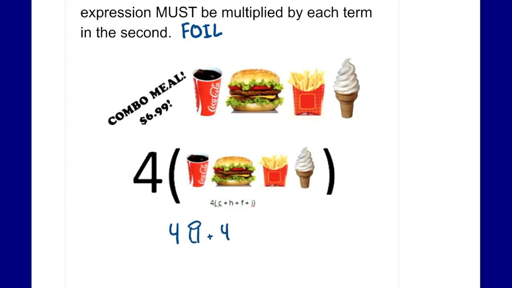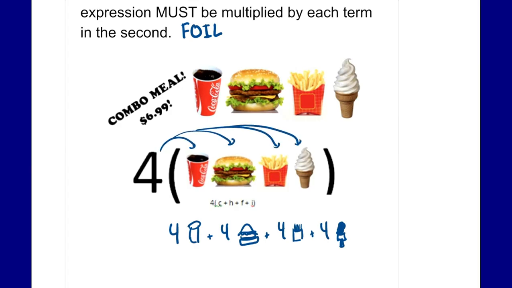plus 4 of the burgers plus 4 of the fries plus 4 of the cones, right? So the idea is that this 4 applies to everything in that combo or in that bracket. Same idea with distributive property. The number that gets multiplied applies to everything in that bracket, not just the first one.